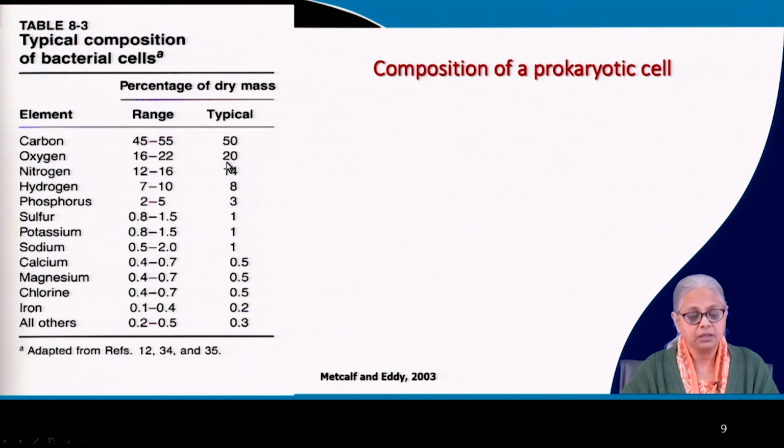Oxygen is about 20% of the dry weight, nitrogen 14%, hydrogen 8%, phosphorus 3%, sulfur, potassium, sodium about 1%, and then we have the other nutrients. So these are what we call macronutrients, and then we have the micronutrients: calcium, magnesium, chlorine, iron, and so many other elements that are part of the periodic table. They are all below 1%, and we call them micronutrients. The others above, equal and above 1%, they are all macronutrients.